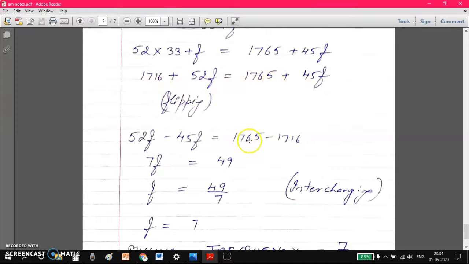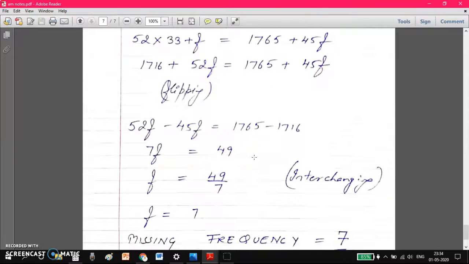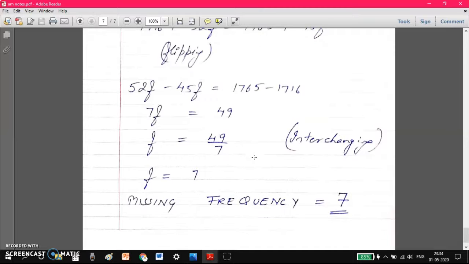1765 is of plus, it will be of plus, and 1716 is of plus, it will be of minus. So you can see that we have flipped the numbers, and after subtracting all the numbers, we'll get 7f is equal to 49.